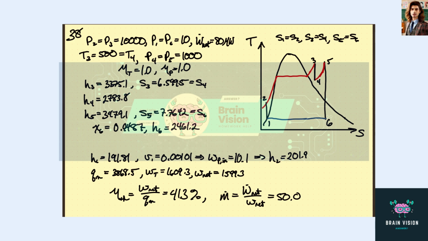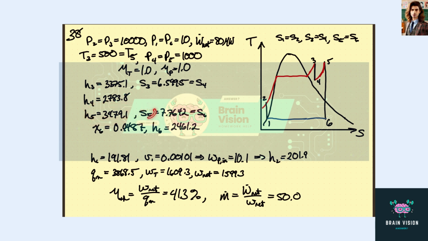So T3 and P3 can give us H3 and S3, which is also S4 now. And we have S4 and T4, which can give us H4. We have, this should be 5 again. T5. So T5 is 500 degrees Celsius. So we have T5 and we have P5, so we get H5 here and S5.